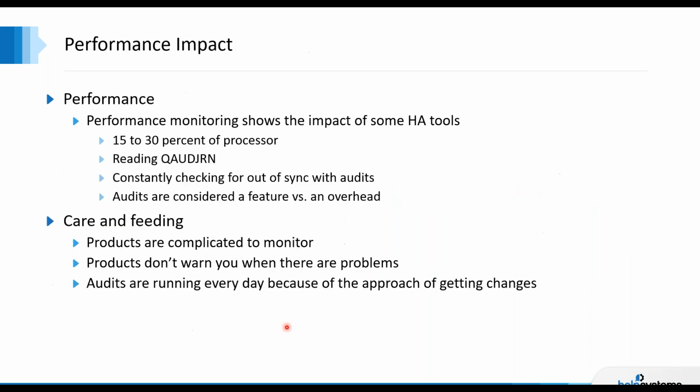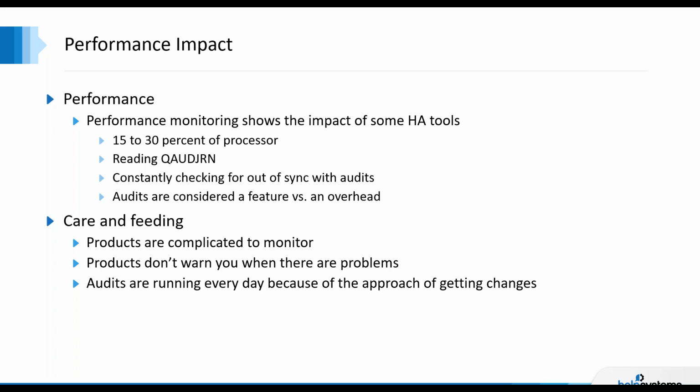Okay. So when we think about HA and performance, Ash, what are your thoughts on that? Yeah, so we've got Help Systems tool called Performance Navigator, and we were able to measure the overhead that alternative HA solutions place on systems, and consistently, this was around 15 to 30% of the processor. So this is constant as well. It wasn't just dipping in and out. This is quite a sizable chunk to me.